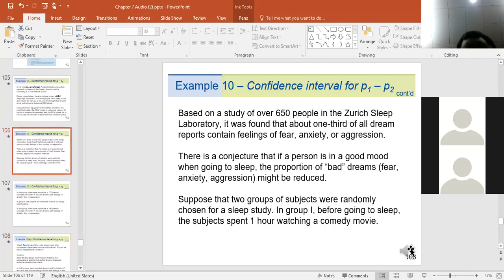Let's look at the example here. Based on a study of over 650 people in the Zurich Sleep Laboratory, it was found that about 1/3 of all dreams contain feelings of fear, anxiety, and aggression. So the question is, do the moods that you have before you go to sleep actually determine whether you will have a nightmare or not? So two groups of students are separated, and in one group, they are encouraged to watch comedy before sleep. Comedy will help them have a better mood before they go to sleep. And the other group, they just go to sleep.